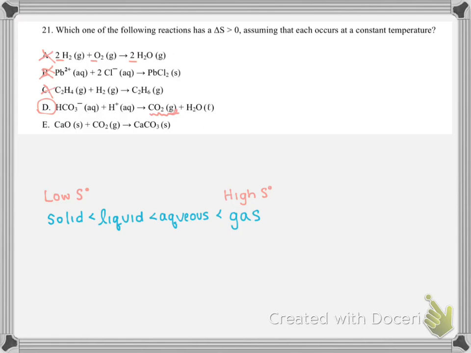And then if we look at E, we can see we trap some gas in a solid and just make more solid. And so that's going to be a decrease in entropy also. So D is the correct answer.